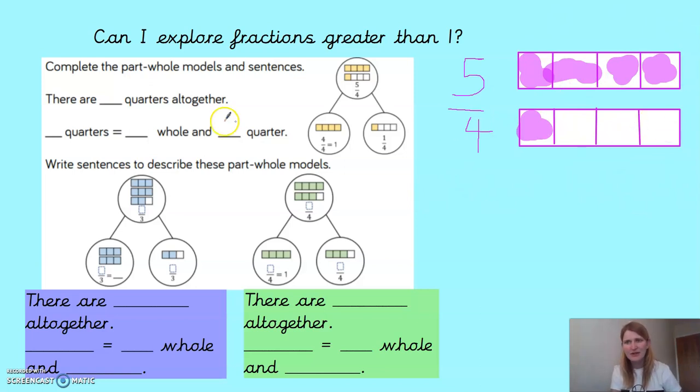So let's have a look. If we fill this in, there are 5/4 altogether that I've got. And if we think about 5/4, what that's worth, well, how many whole bars can you see I've shaded in? Hopefully you can see, look, I've got this 1 bar where the whole bar is shaded in. So I've got 1 whole, and then I've got 1 little quarter left on its own. Can you guys see that? Yeah, I'm hoping you can. So there are 5/4 altogether that I've got. 5/4 is the same as 1 whole and 1/4 here.